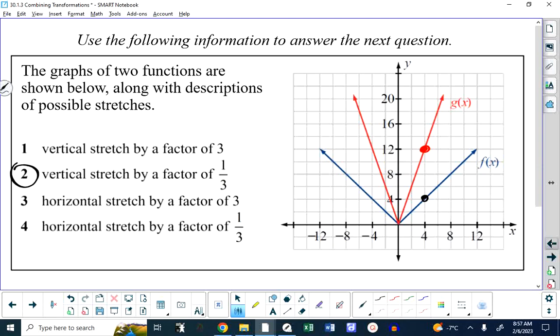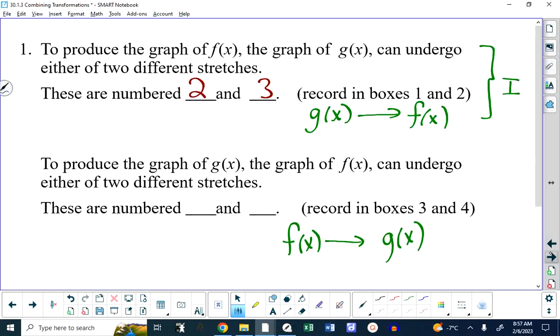The reason why this question can be difficult is we're coping with a lot of things here, a lot of numbers here, f of x and g of x, but that's number 1. And I hope everybody sees the connection here, that if g of x is stretched vertically by 1/3 to get f of x, f of x has to be stretched vertically by 3 to get g of x.